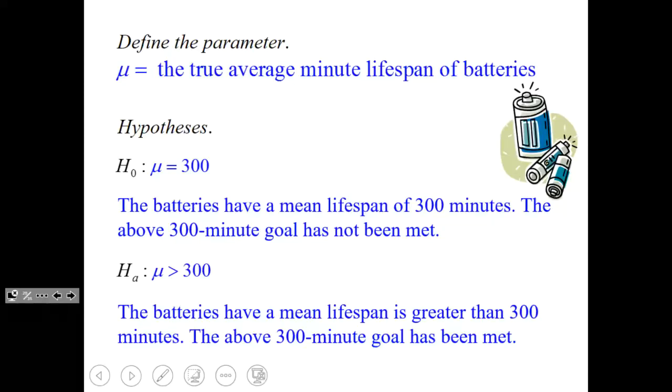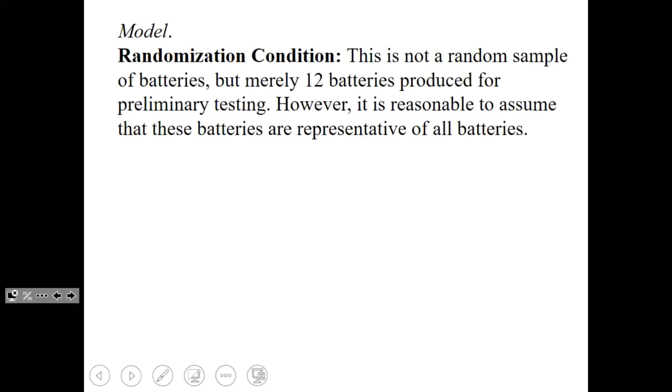In order to test this, though, we need our randomization condition. As I said, these were not a random sample. I got ahead of myself. I skipped the hypotheses and went right to check our conditions and model. But they're probably representative. So I don't have randomization, but they are representative.